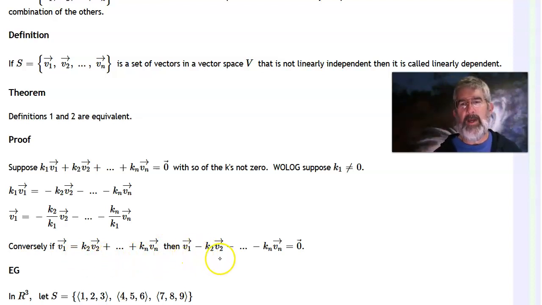You've got v1 minus k2v2 minus k3v3 all the way up to minus knvn equals the zero vector. And this would be a linear combination of the v's adding up to 0. And I know that all the coefficients are not equal to 0 because the one in front of the v1 is a 1. That's not 0.